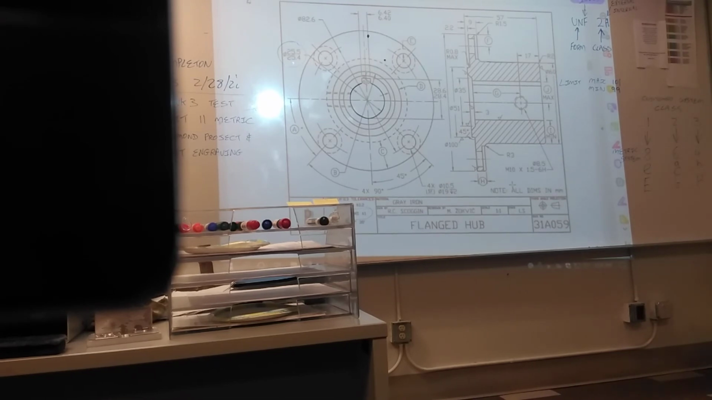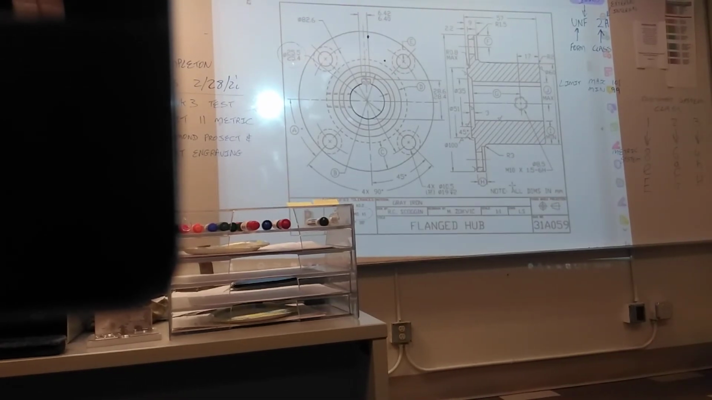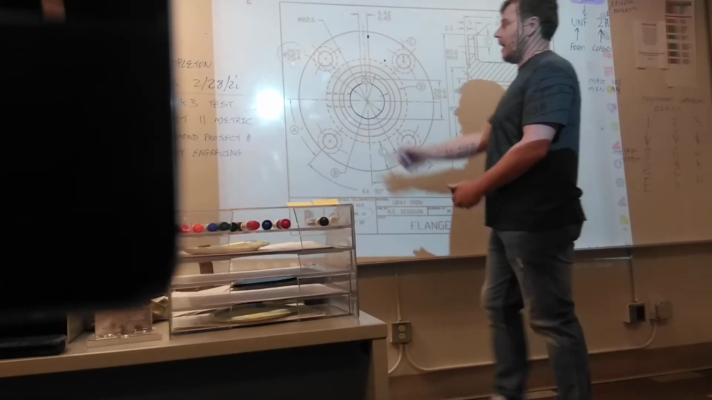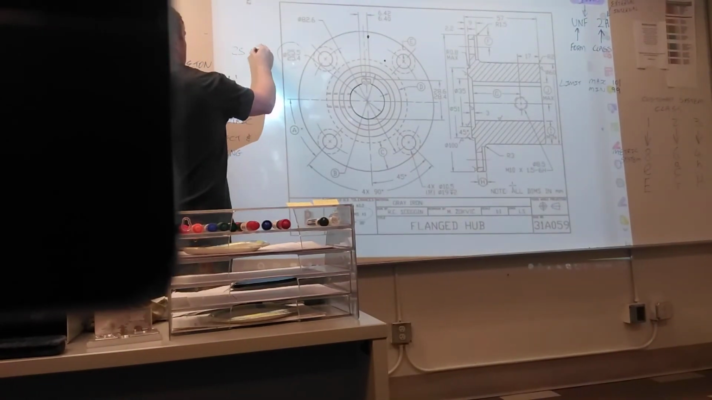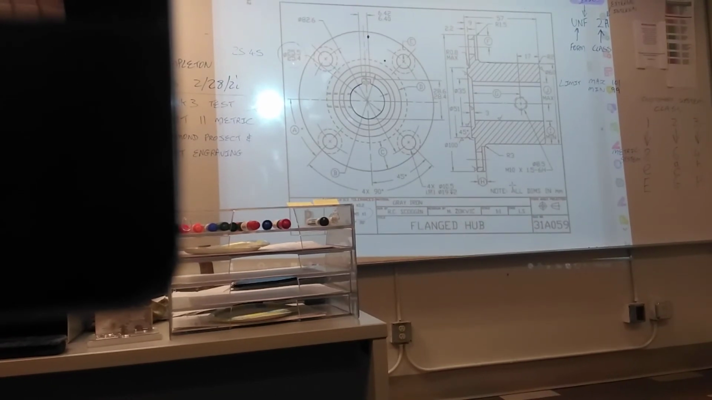Number 6. Write the bore diameter with an equal bilateral tolerance. So what do we need to do for that one? Find the mean. Add them both together and divide by 2. 25.45.